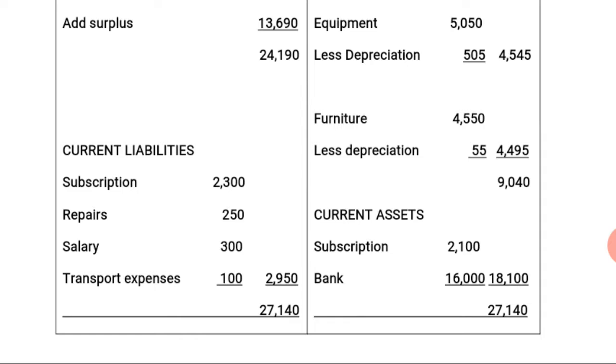Then we have on the right hand side 27,140 naira, as well as on the left hand side 27,140 naira. So for both sides we are having 27,140 naira, which shows that our balance sheet is balanced. So that's an illustration on how to prepare subscription account, statement of affairs, income and expenditure account, as well as the balance sheet for a non-profit making organization.